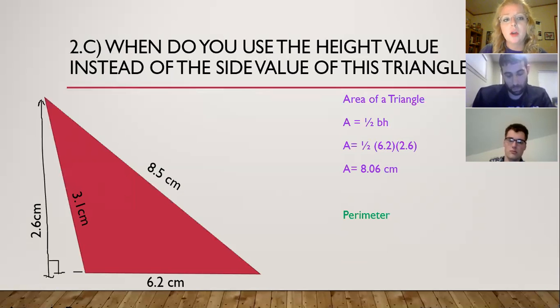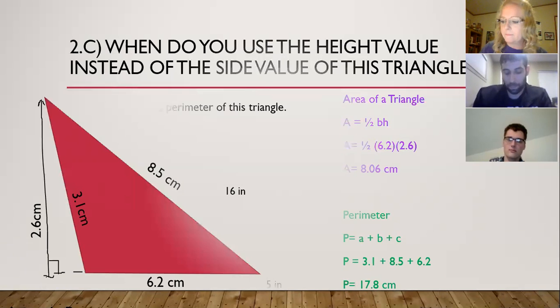But when you do the perimeter, you want the distance around the triangle, like if you wanted to put a picket fence around it. So you're going to use that 3.1 centimeters to get your answer. And so that's why you would use the height value in the area when solving for a triangle instead of the perimeter. Thank you. That was great. Thank you.